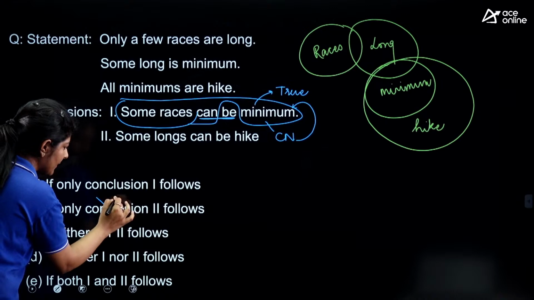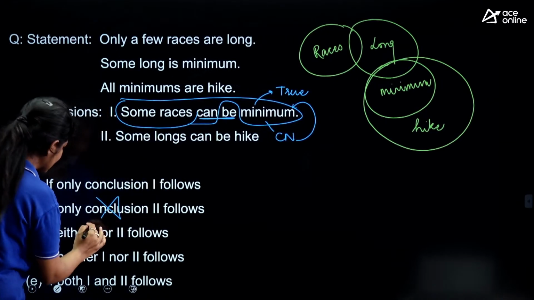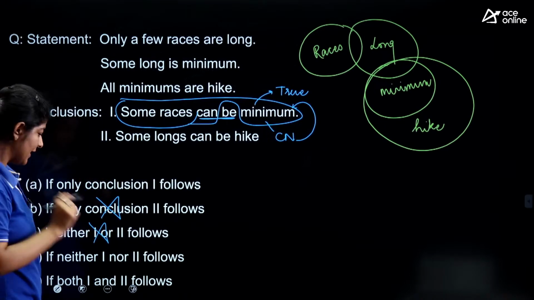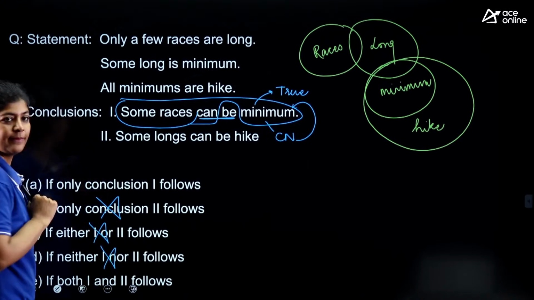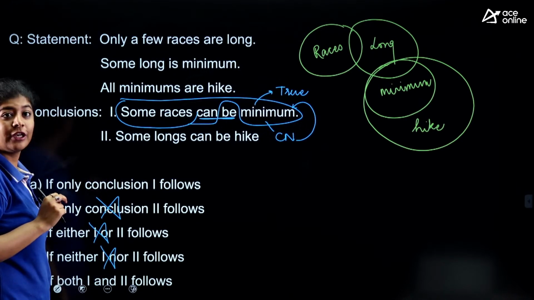That means option number B is eliminated, right? As we are having different entities, option number C is also eliminated and option number D is also eliminated. Now we are left with two options only. Either option number A is the correct one or option E is the correct one.